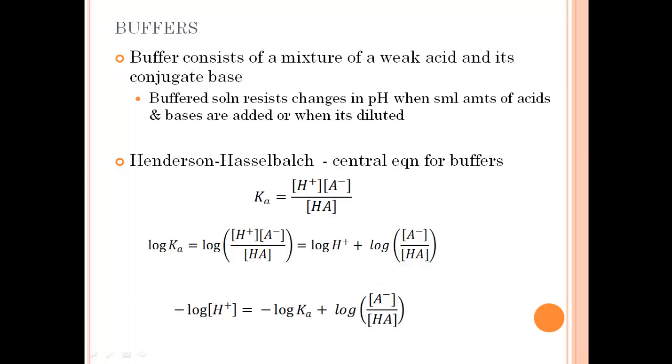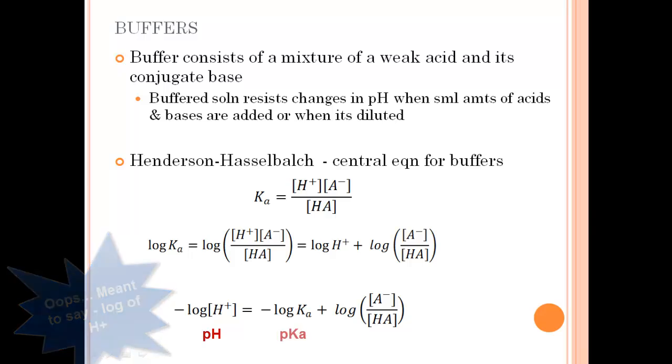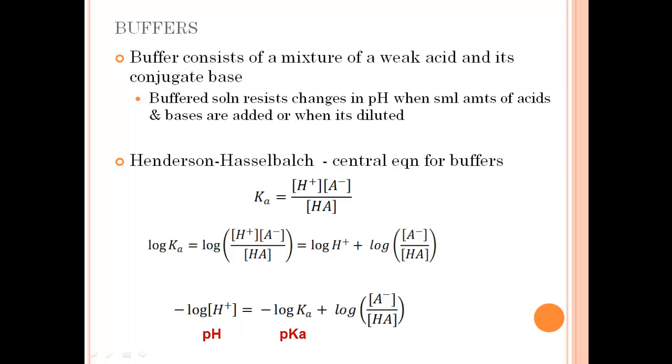If you don't know your logs, or the rules for the logs, there's a useful little side note on page 190 of your book that helps you remember how to work with logs in certain situations. So they've split it up, and now you see that they've put things on separate sides. They have the negative log of H plus, which is the pH, that's the definition of pH. What's the negative log of Ka? That's the definition of pKa, plus the log of A minus over HA.